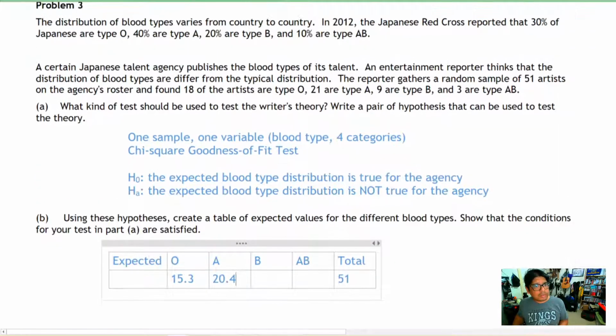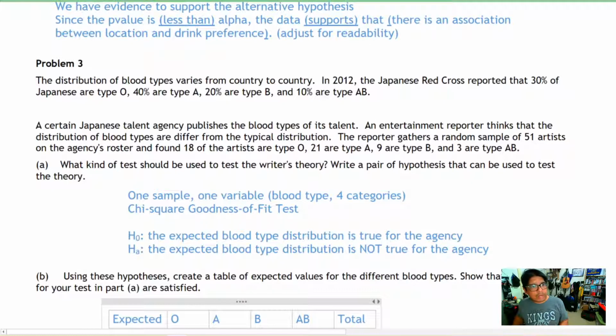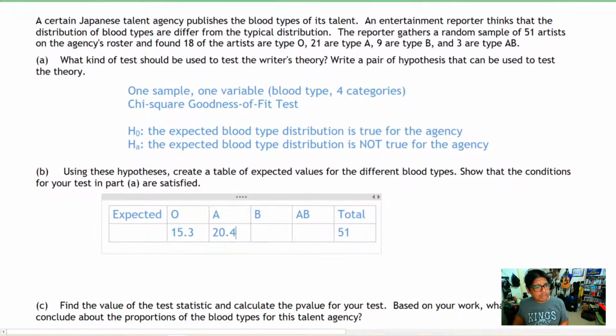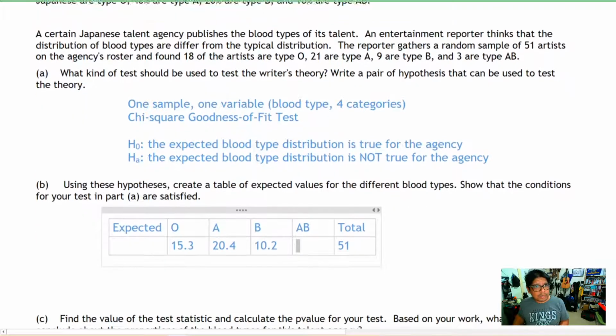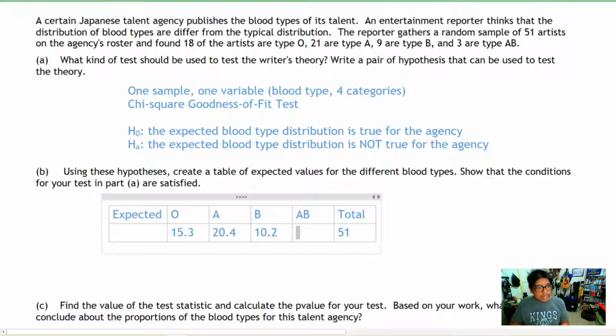Next, 20% are meant to be type B. So 20% of 51, that is 10.2. And lastly, 10% is meant to be type AB. So 10% is just 5.1. Do a real quick addition to make sure this works. And of course it does.